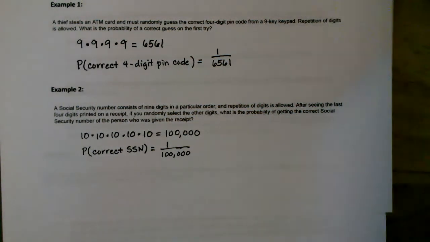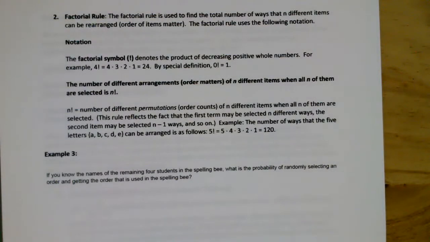All right, now let's look at rule number 2, the factorial rule. The factorial rule is used to find the total number of ways that n different items can be rearranged, and in this case, the order of the items matters. The factorial rule uses the following notation.